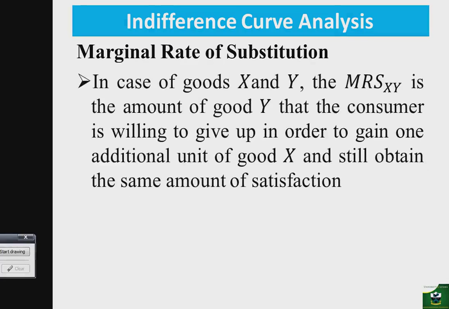Consider two commodities, X and Y. The marginal rate of substitution of X for Y is the amount of good Y that the consumer is willing to give up in order to gain one additional unit of good X and still obtain the same amount of satisfaction. In other words, it measures the amount of good Y that the consumer should be willing to give up in order to gain an additional unit of good X and remain on the same level of satisfaction.